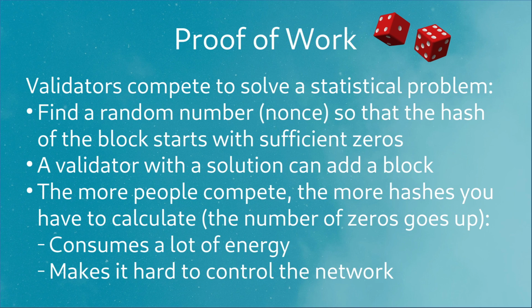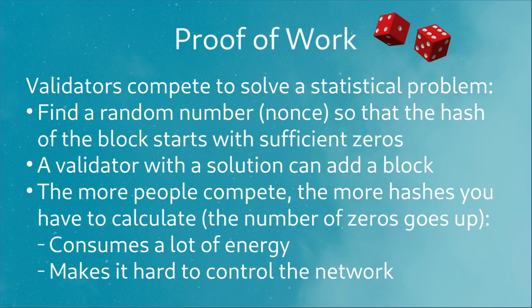With proof of work, if more people want to add a block, the requirements for a valid hash become more stringent. So if more people compete to add a block, it becomes harder to find a nonce that generates a valid hash, and therefore more calculations have to be made. And if there is a lot of competition, proof of work becomes an algorithm that is very energy consuming.